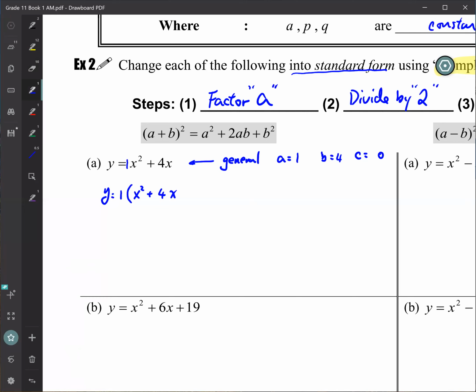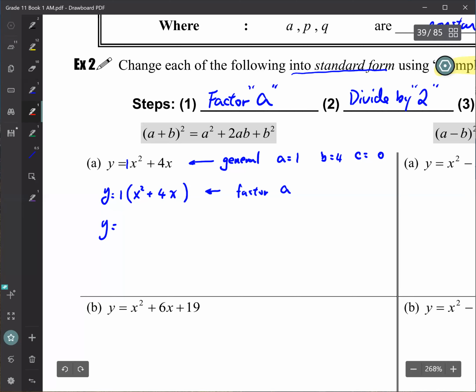First question, I'm going to break it down one by one, okay? Later on, I'll show you how to do it more quickly. So this step is called factor A. Okay, you guys can write it down too. Next step is to divide by 2, okay? So I explained this part.